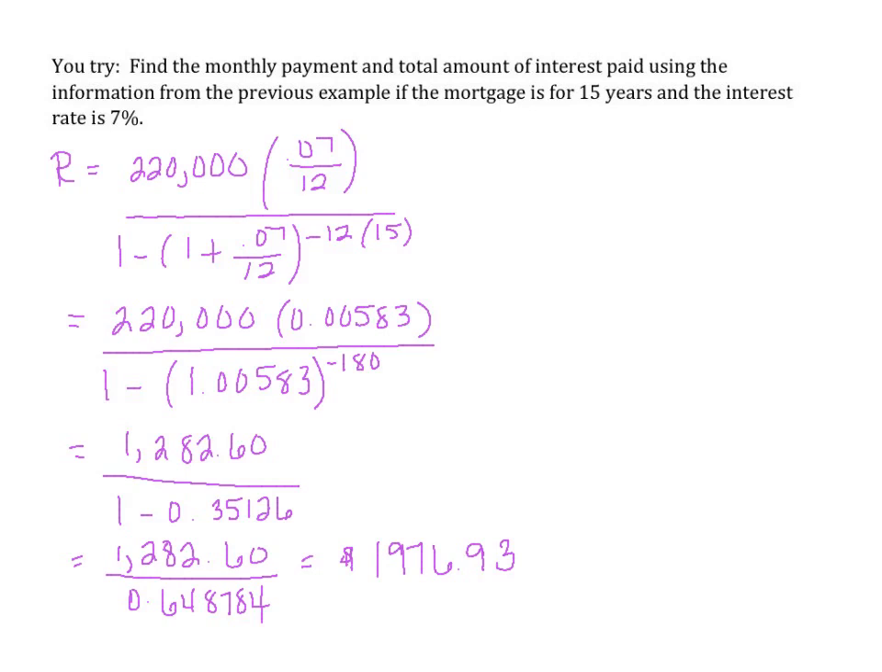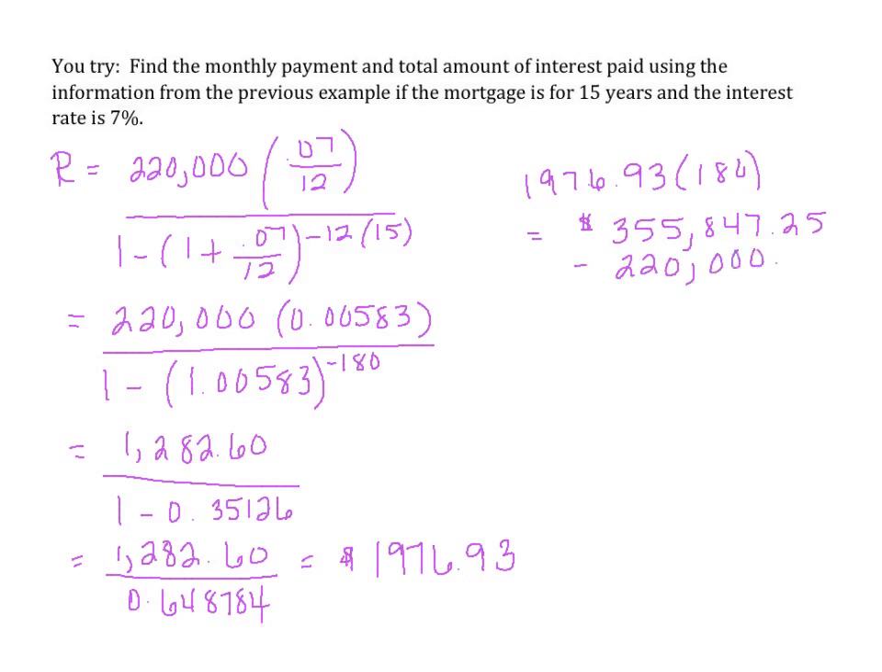If you could afford it, I would definitely recommend doing a smaller loan, obviously. But let's see how much interest the bank is making, knowing that we have $1,976.93 times 180 payments. That means the total we're paying back for this loan is $355,847.25. Subtract how much we only borrowed, which was $220,000. And when we subtract, the bank is making $135,847.25 on this loan in interest. So quite a considerably smaller amount of interest the bank is making in comparison to the last example.